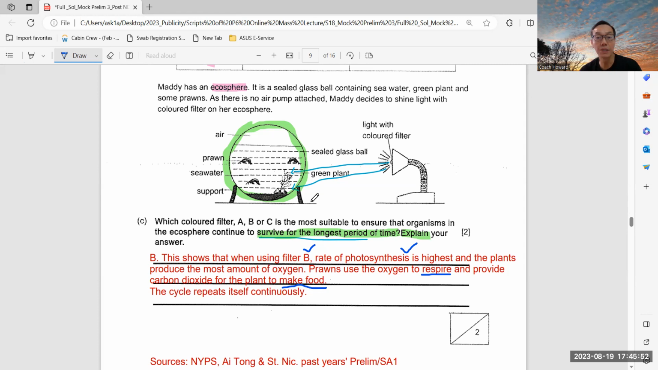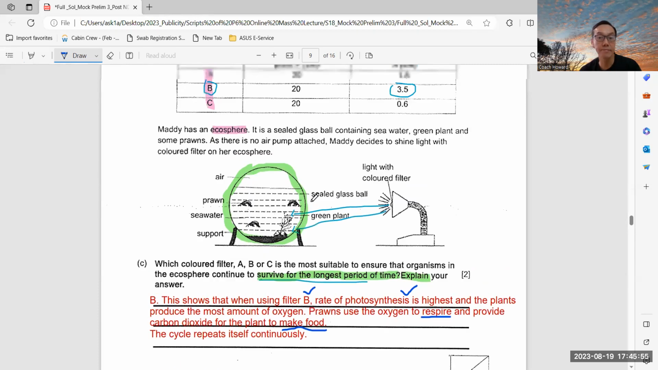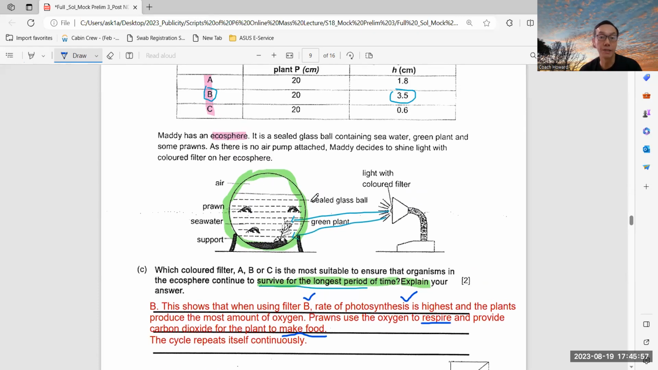Okay, what about food? Because here, they did not mention what the prawn eats. Perhaps we can assume that the prawn don't really eat a lot, or maybe they eat the microorganisms present inside. Yeah, that's a good question. Usually such an ecosphere, if it's not big enough, like a small glass ball, maybe at the most 40 centimeters in diameter, I don't think the animals can survive long enough.